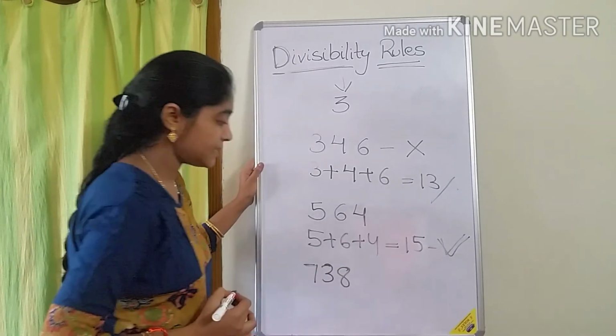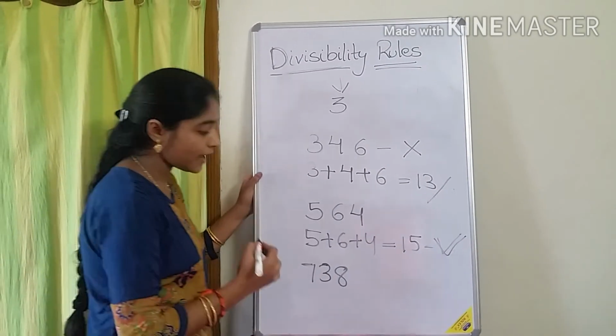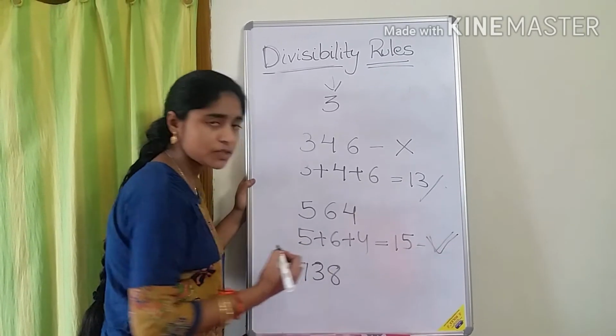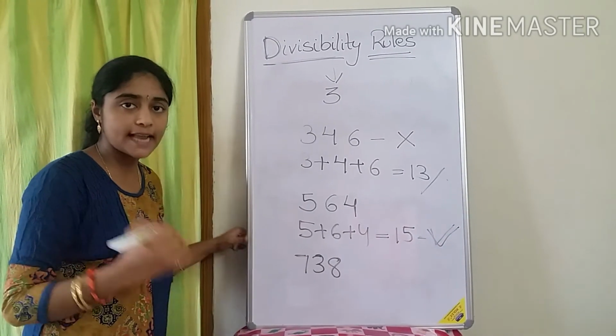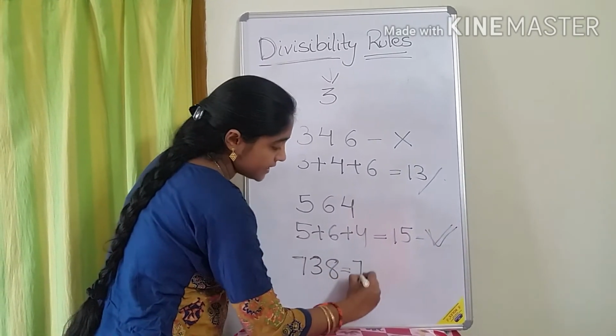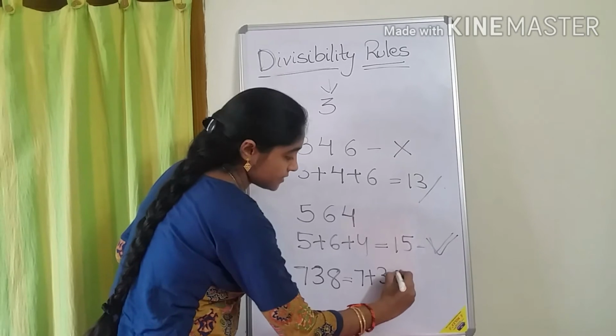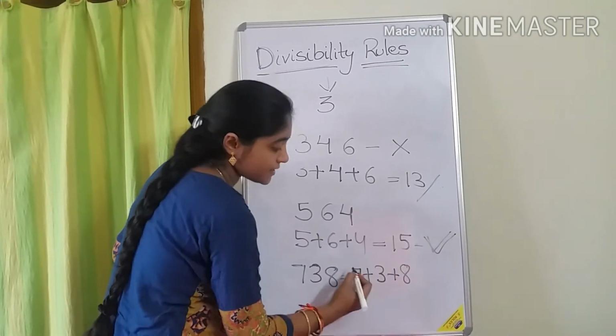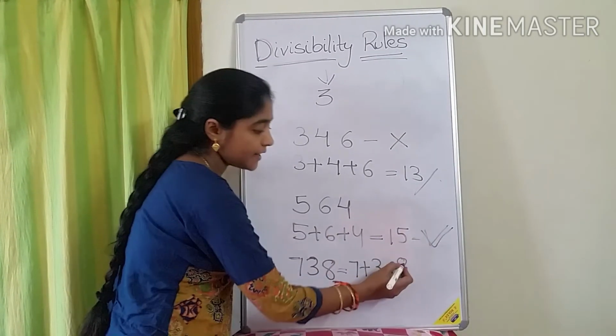738. What do we have to do first? We have to add the numbers. Don't bother about place values, whether it is hundreds place or tens place or whatever. Just take the numbers. What is that? 7 plus 3 plus 8. 7 plus 3 how much? 10. 10 plus 8 how much?